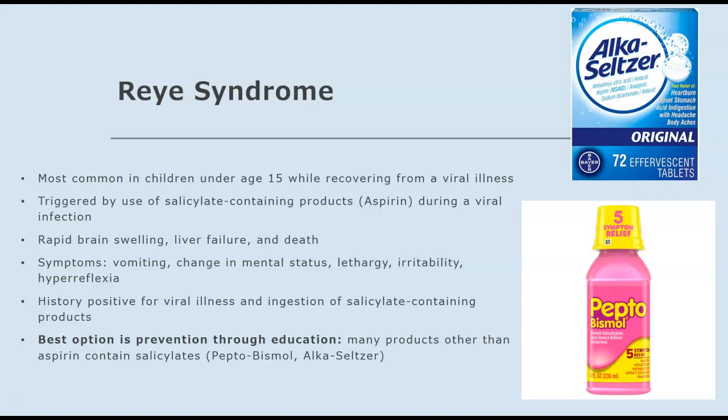This is important because many products other than aspirin alone contain salicylates, such as Pepto-Bismol and Alka-Seltzer, among many other cold and flu products. So it is very important to properly educate families about avoiding these products in their teenagers and in their young children.